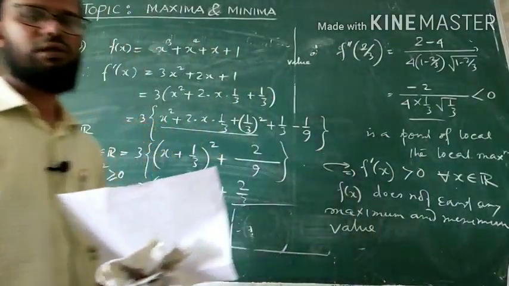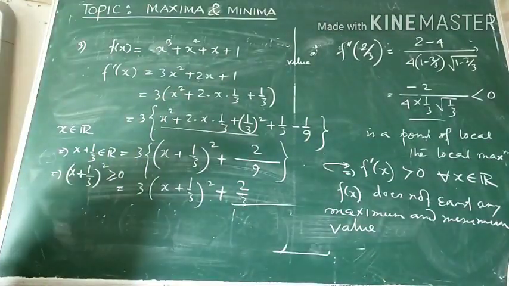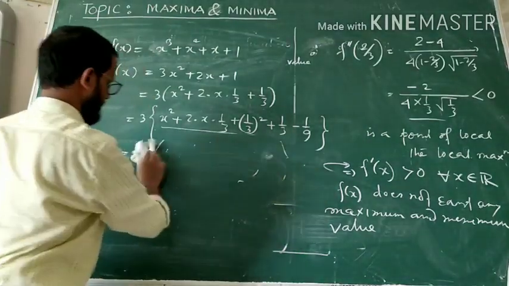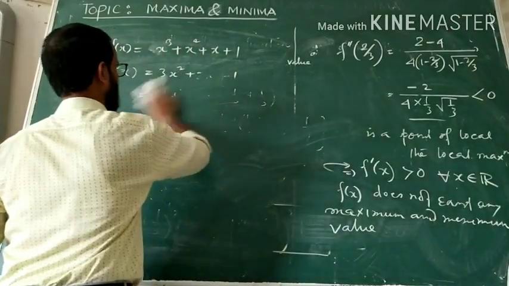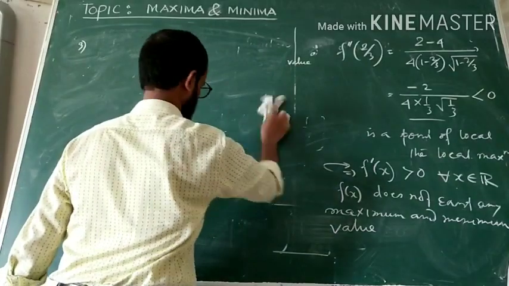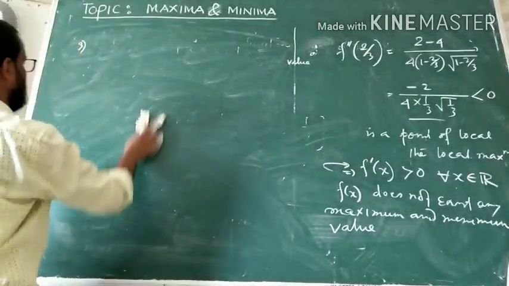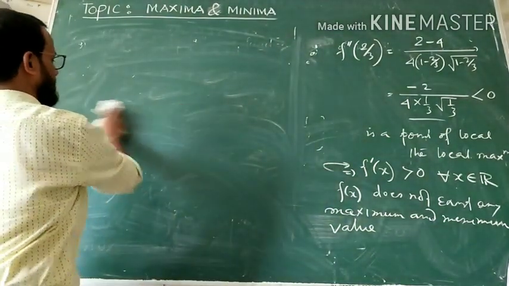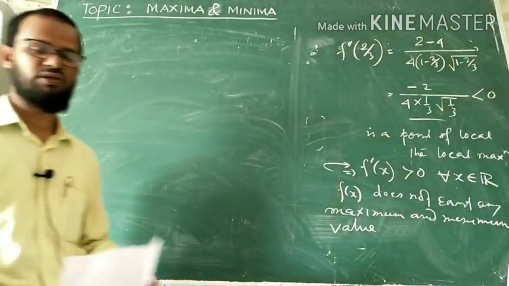So this way you can solve the questions. This is an important one, it may be asked in the final examination. So you have to practice the problem. In this problem you have to use the perfect square method, arranging into a perfect square, and then finally show that f dash x is greater than 0. I hope you understand these questions.